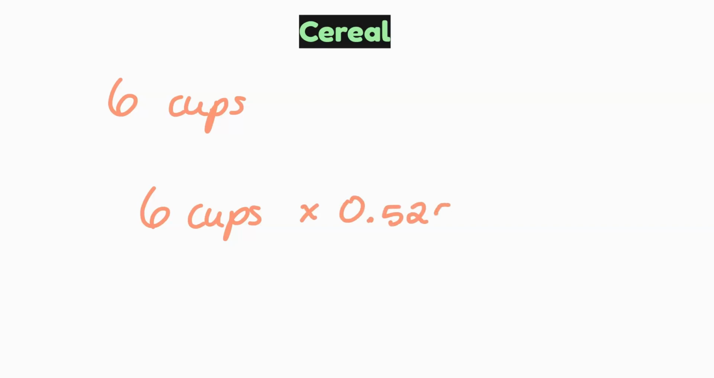The original recipe called for 6 cups of cereal. So what we do is we take that amount and we multiply it by our scale factor. So 6 cups times our scale factor of 0.525 is going to give us the exact amount of cereal we want. Let's type that into our calculator and we get 3.15 cups. When I cook this, I'm going to do 3 cups and a little bit.